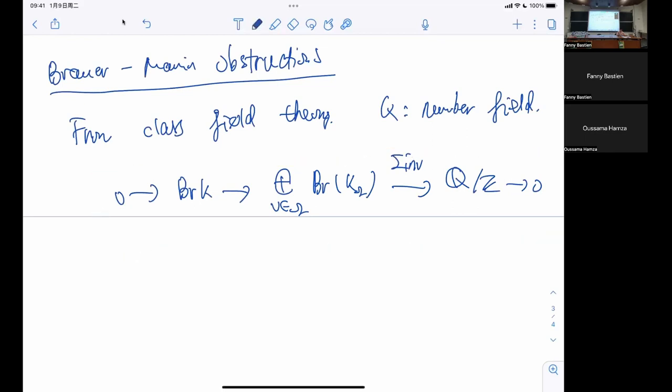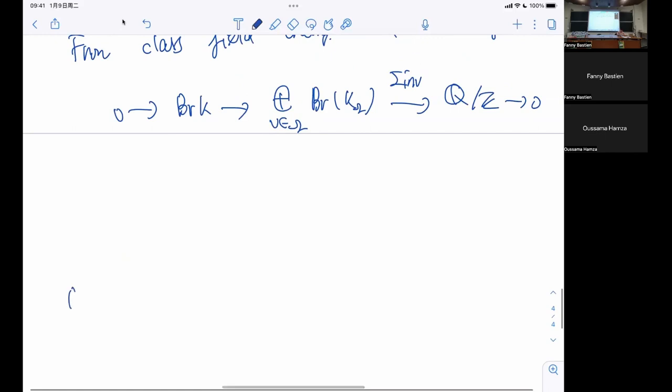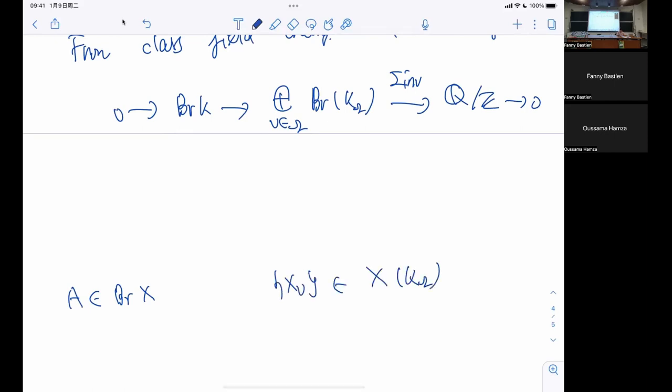Okay, we'll see why. So let us fix one element in the Brauer group of X, and also a set of local points.